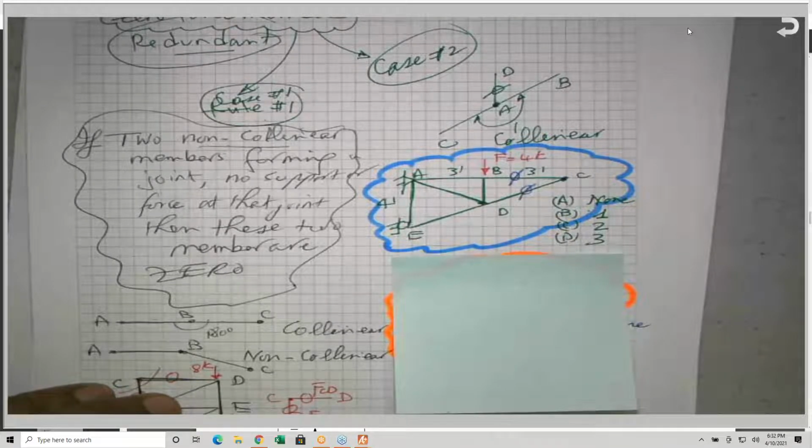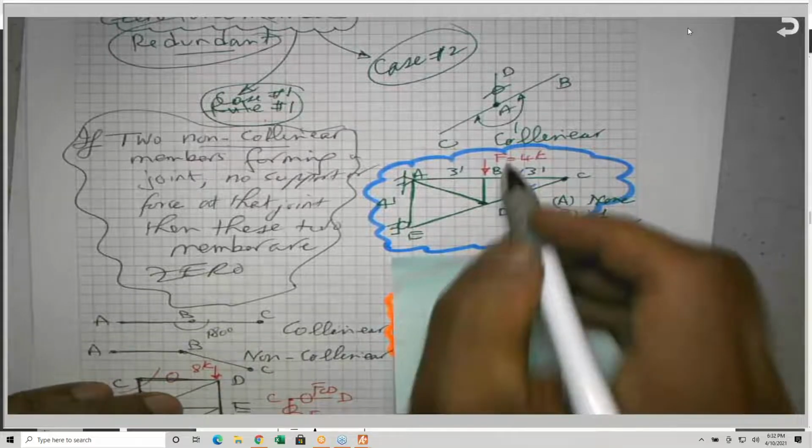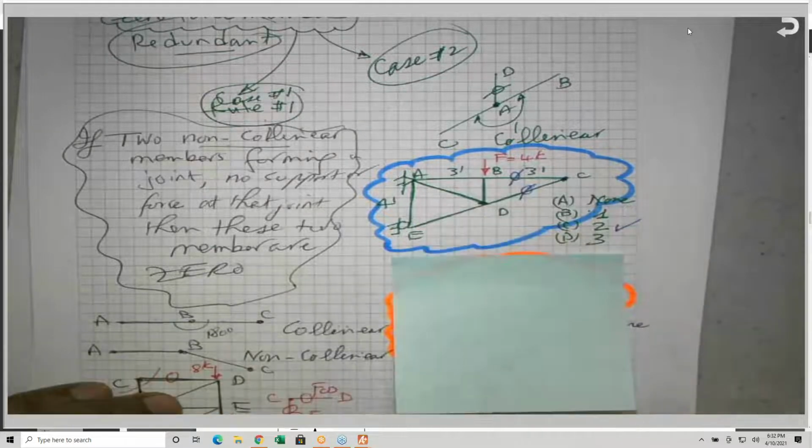Any other zero force members in this truss? And if I give you an answer, you have to tell me why. And always ask yourself, who's going to carry the load? Somebody has to take care of these 4 kips, otherwise the truss will start to move around.